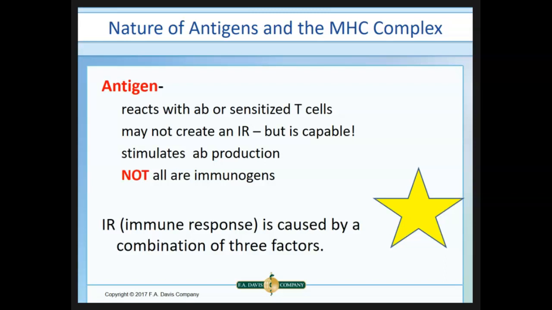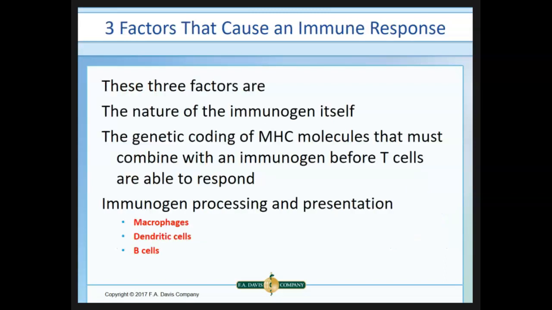The immune response is caused by a combination of three factors. The three factors that cause an immune response are the nature of the immunogen itself, the genetic coding of the major histocompatibility complex molecules that have to combine with an immunogen before T cells can respond, and we're going to talk about that later.